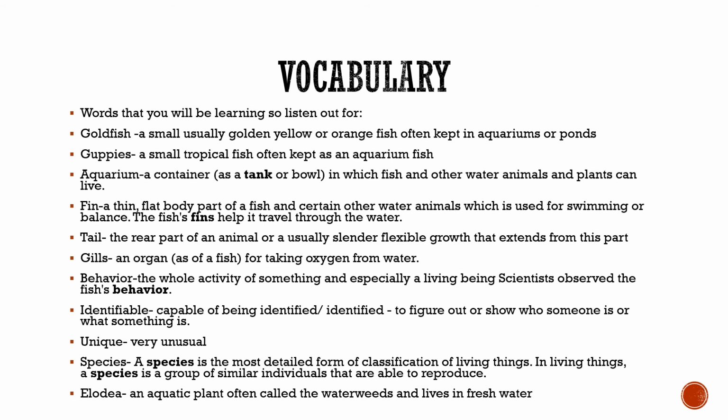We are going to have a new word, Elodea. It's an aquatic plant often called the water weeds, which is what I'll call it the rest of the video, and it lives in fresh water. So that's just that type of plant that you see a lot of times in aquariums.